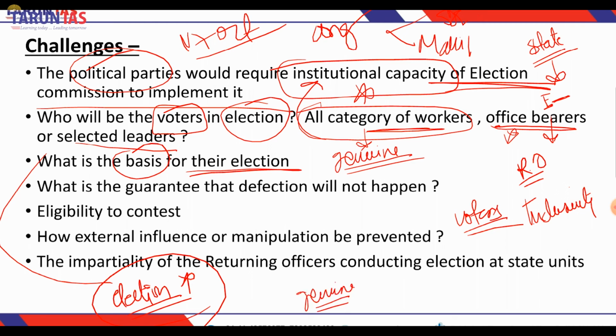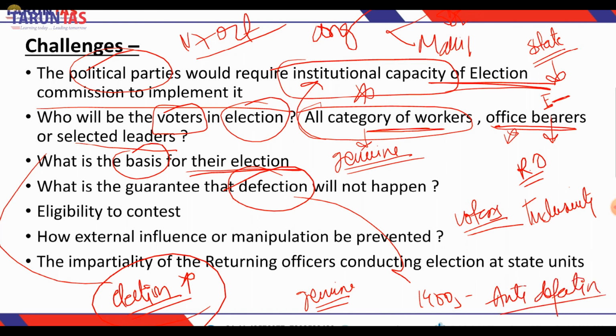The fourth point the writer raises is about defection. We know that since the 1980s, India has had an anti-defection law. However, the writer asks what the guarantee is that the people elected to the post will not defect to another party given certain incentives, monetary or non-monetary. So this is the concern the writer raises: the basis of the election, and what guarantee there is that defections will not happen.